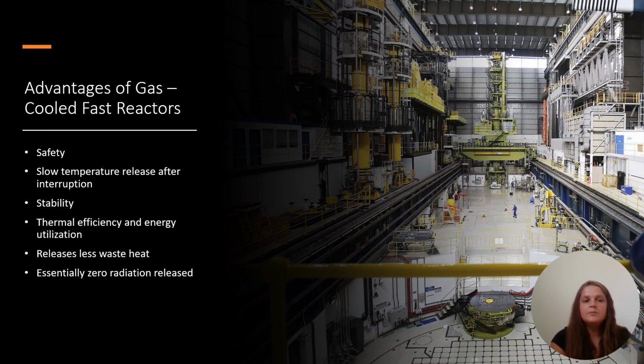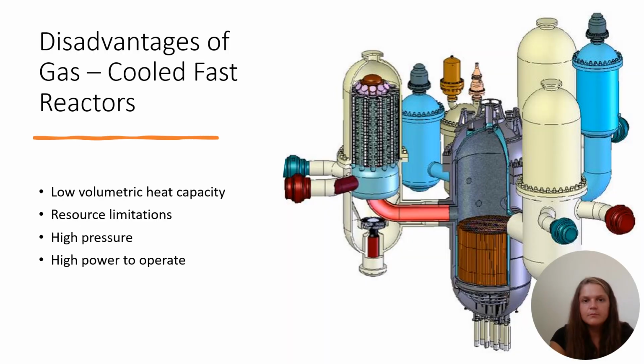In addition, when being compared to light water fuel reactors that we've talked about in class, gas-cooled fast reactors have better thermal efficiency, better energy utilization out of each pound of uranium. Compared to light water reactors, it releases 25% less waste heat that is dissipated into the surrounding environment. It also releases less radioactivity and at lower concentrations than a light water reactor does. And it incorporates features that ensure that the release of radioactivity into the environment is essentially zero.